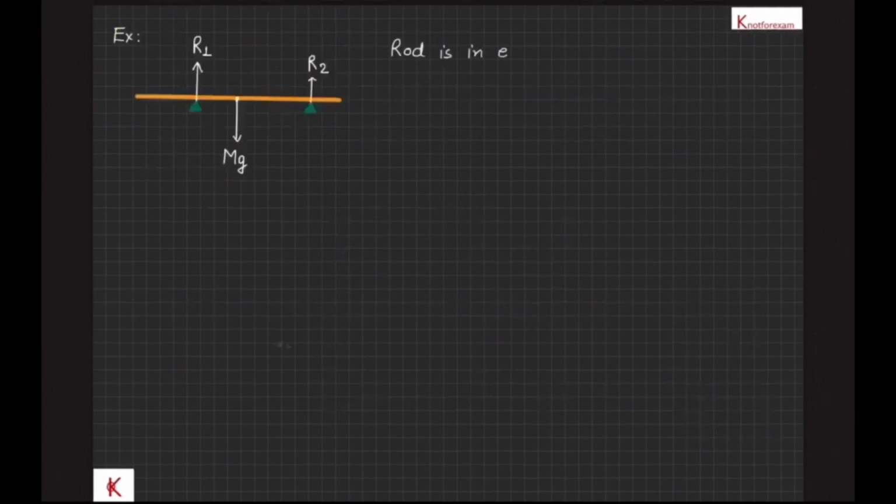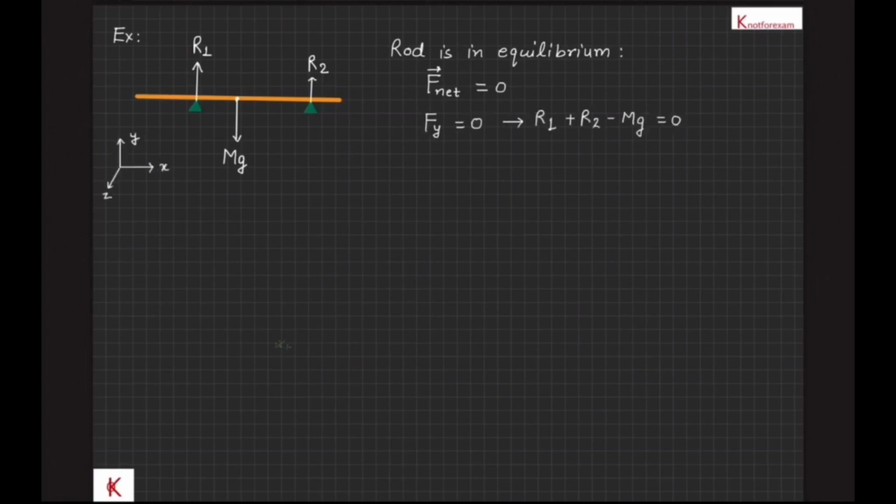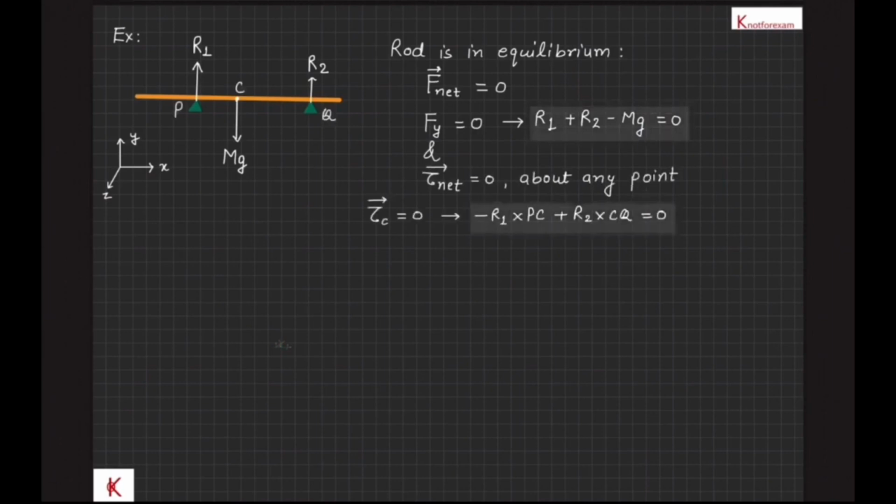In this example, a rod of mass m is in equilibrium on two supports P and Q. Since the rod is in equilibrium, it is in translational equilibrium, that is, F net vector is 0, and therefore its component along the y axis, Fy, is 0. This gives the relation R1 + R2 - mg = 0. Since F net vector is 0, τ net vector will be 0 about any point. Therefore, τ_C vector is 0, which gives the relation -R1 × PC + R2 × CQ = 0. And also τ_P vector is 0, which gives the relation -mg × PC + R2 × PQ = 0.